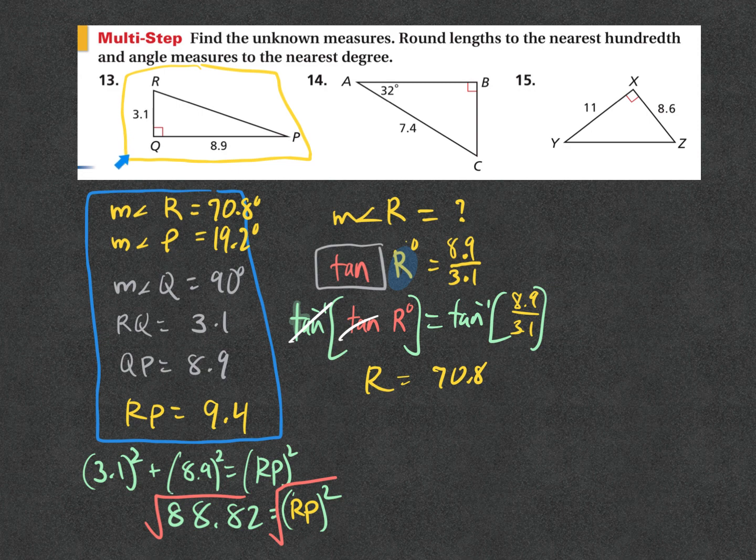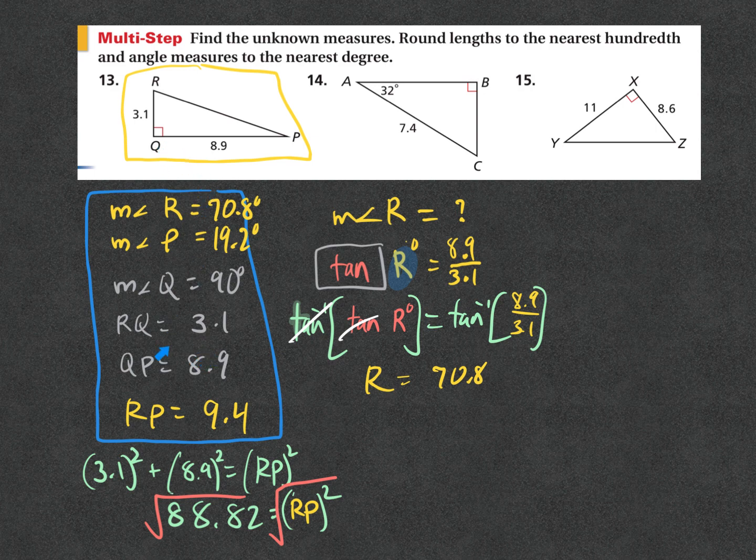All right, the last problem we did in class as an example was solving this triangle. So we know that QR is 3.1, and we know that QP is 8.9. And we know that the measure of angle Q is 90 degrees, but we don't know the other angles and we don't know RP. So we have to find those. This work's already been done because this is what we did in class.